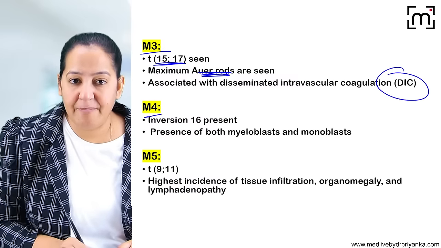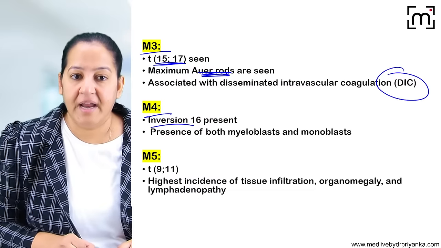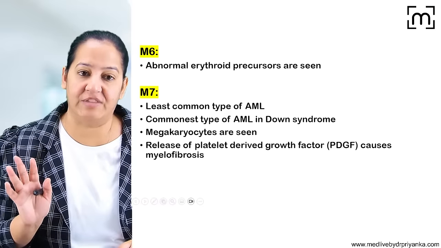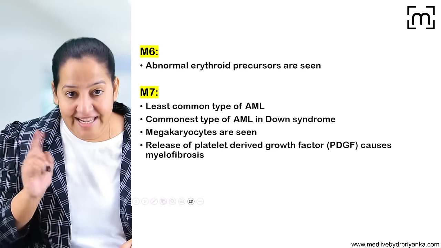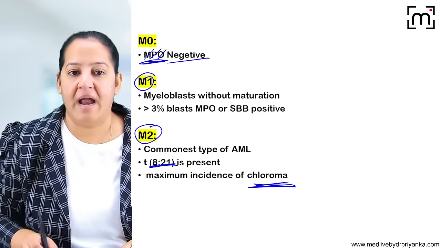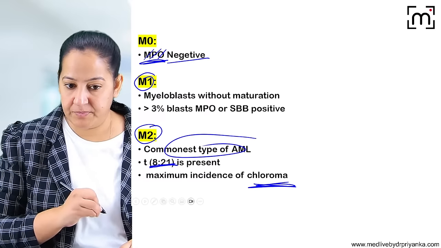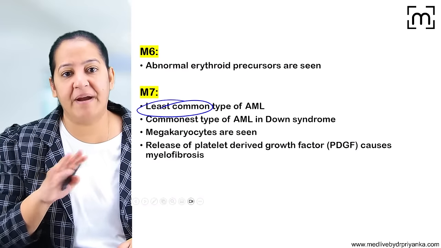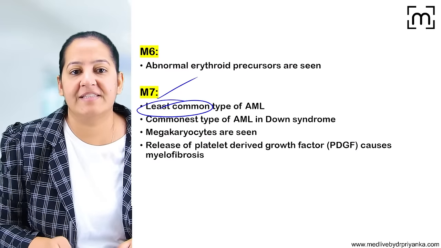In M4, inversion 16 translocation is there. In M5, 9;11 translocation is there. So something special in each of them. Out of them, the least common type is M7 and the most common type is M2. So you have to learn these special points. Most common type is M2, and least common type and the worst prognosis of all is M7.